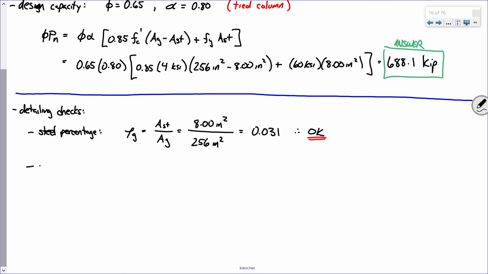How many bars are there in the 8? So I'll say number of bars. Is that good? What's the requirement? How many bars must we have? 4, right? So that's good. All right. What's next? What's the minimum tie size?